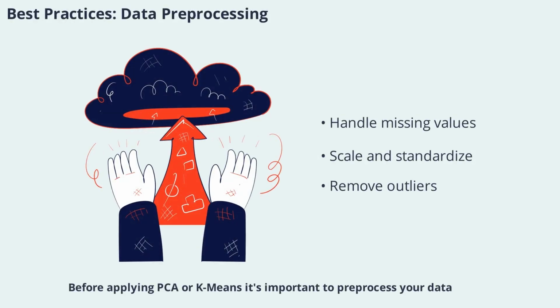Before applying PCA or kmeans, it's important to pre-process your data. This includes handling missing values, scaling features, and removing outliers. Proper pre-processing ensures that both algorithms perform optimally and that the results are meaningful. Always standardize your data before PCA and consider normalizing before kmeans.